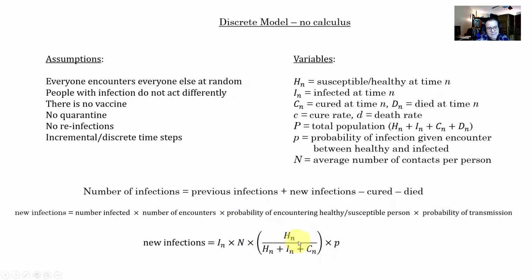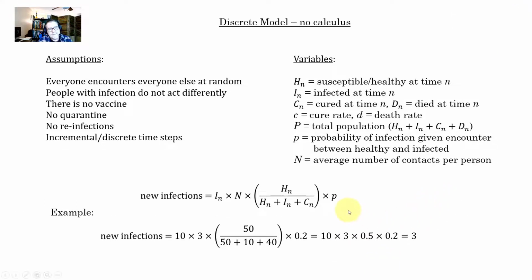I'm calculating that by looking at the total number of people that are healthy and susceptible divided by the total amount of the population that's alive, that's moving about still in the population. That is the total number of people that are healthy plus the total number of people that are infected plus the total number of people that have cured, just removing the people that have died from the population. And then I'm multiplying that probability by the probability that if there's an encounter between somebody that's infected and susceptible, this P is the probability of the transmission.